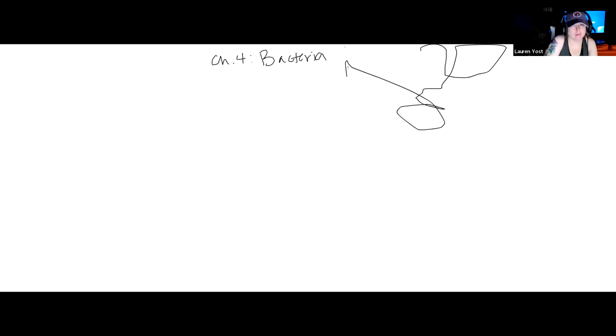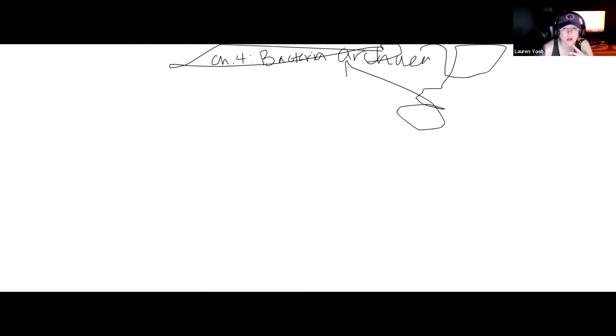But it's archaea. They won't let me write either. That's great. This is what I'm not understanding. It won't let me erase. Let me try a new page. It's showing it erased on this. That's weird. I don't know. I don't get it.